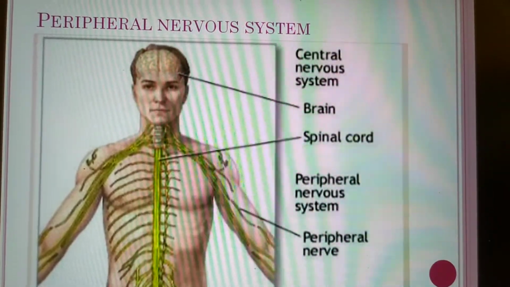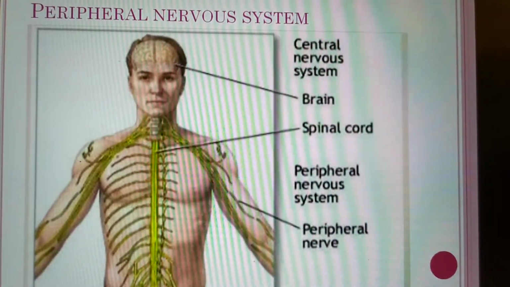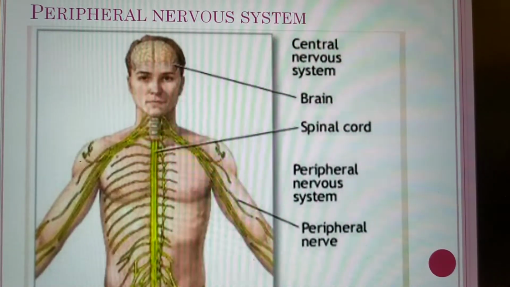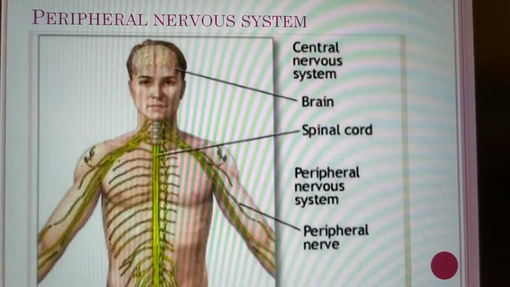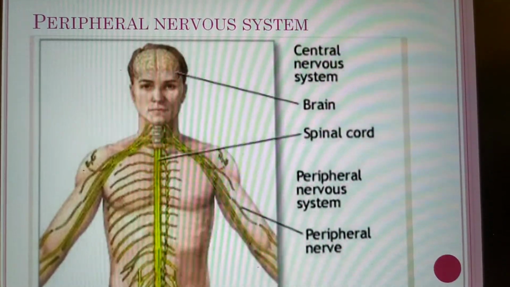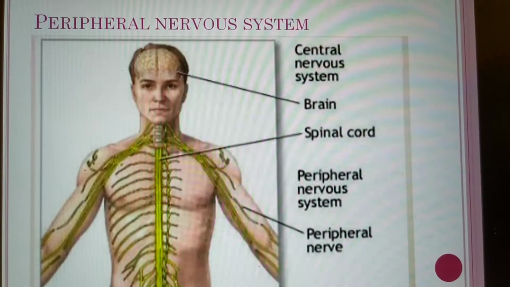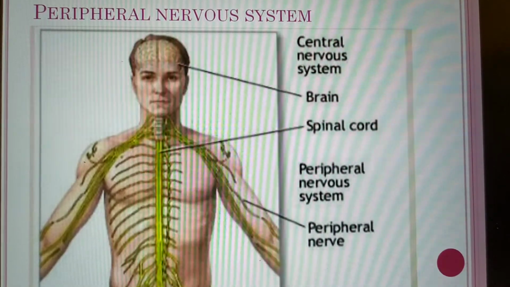Now we will discuss the second type of nervous system, the peripheral nervous system. We have finished the central nervous system. In the central nervous system, we have discussed the brain and the spinal cord. In the peripheral nervous system, we will discuss the peripheral nerves. As you can see in this diagram, there are so many nerves which are part of the peripheral nervous system.